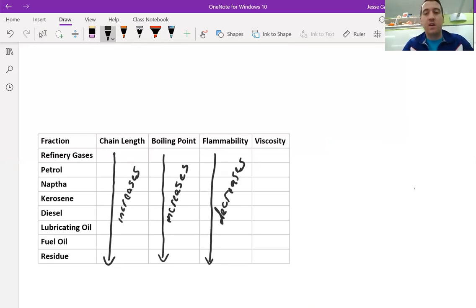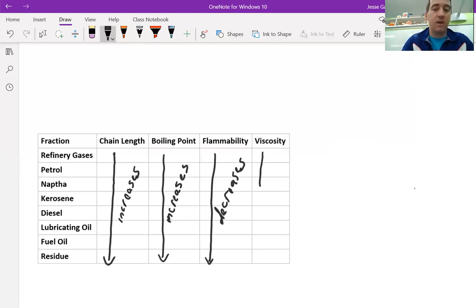Viscosity. So viscosity, I've already explained in this video what it is. It is how easily something can flow. So viscous substances do not flow easily. Non-viscous substances do flow easily. Well, refinery gases, gases flow really easily. So those are going to be not viscous at all. And it's the shorter chains where the interactions between the particles are lower. Those are less viscous. The ones at the bottom, the biggest molecules, have much more attractions between the molecules, and therefore they are more viscous.